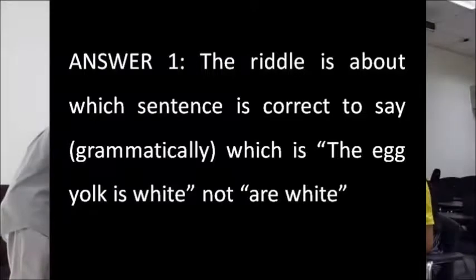So for this riddle, students supposed to thoroughly analyze the question and carefully decode the question so that they know that the question is specifically asking for grammatically correct answer, not the choice between the two.